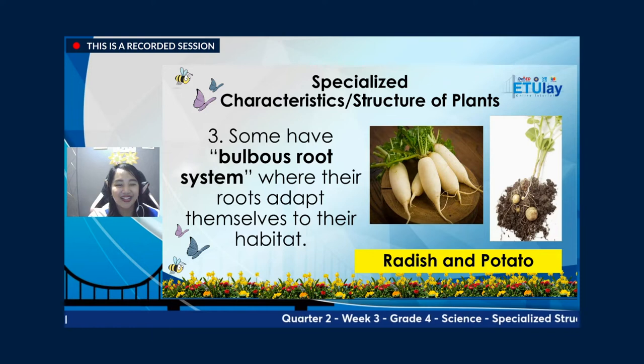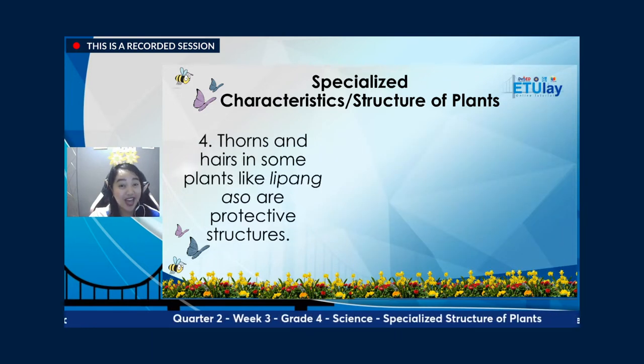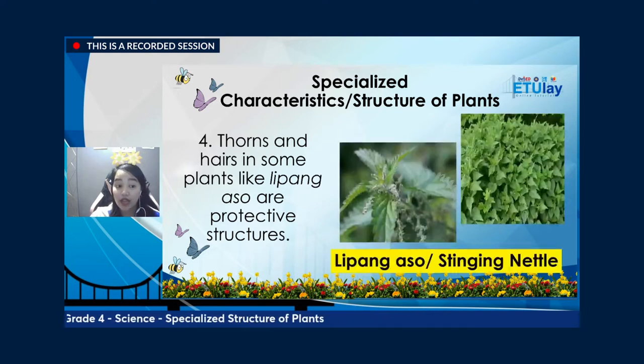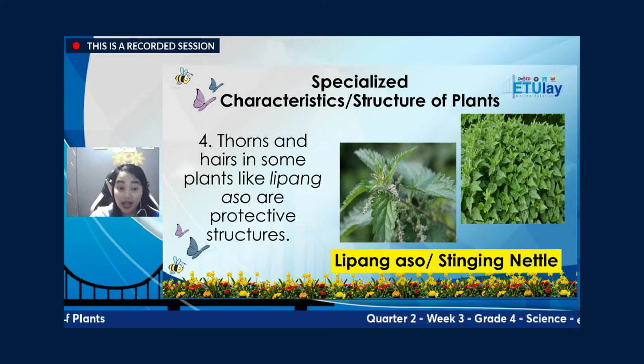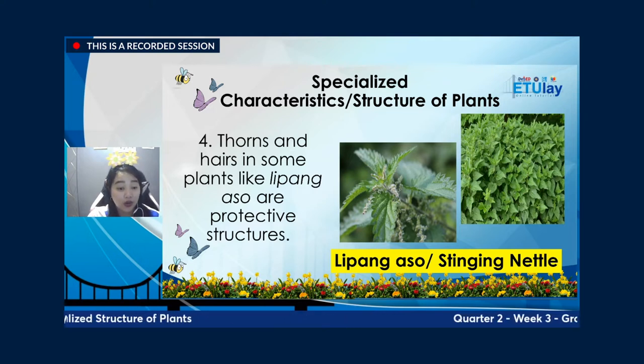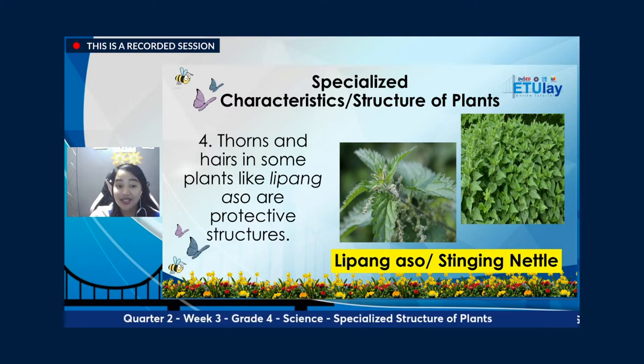Let's proceed. For number four, thorns and hairs in some plants, like lipang aso, are protective structures. Ayan. As you can see here, mga little scientists, lipang aso or stinging nettle in English, ay ito yung mga halaman na parang damo lamang sa ating paligid. At madalas, itong halaman na ito ay para siyang mabuhok. At itong buhok na to ay kanyang specialized characteristic na kapag ating hinawakan, ay pwedeng tayong mangati because that serves as their specialized structure.